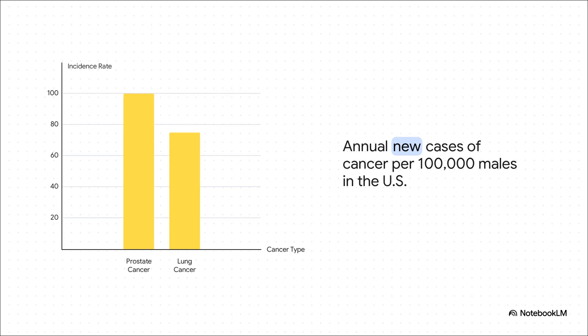Let's look at a real-world example. This chart shows the yearly incidence rates for two different cancers in men in the U.S. What this tells us is that the risk of a man getting a new case of prostate cancer in a given year is higher than his risk of getting a new case of lung cancer. It's not telling us how many men are living with cancer in total. It's telling us about the risk of a new diagnosis this year.